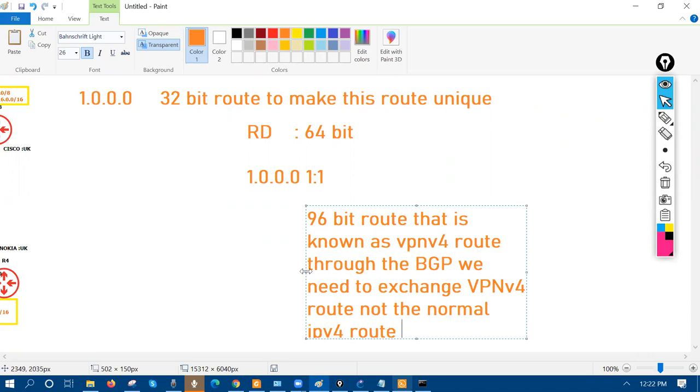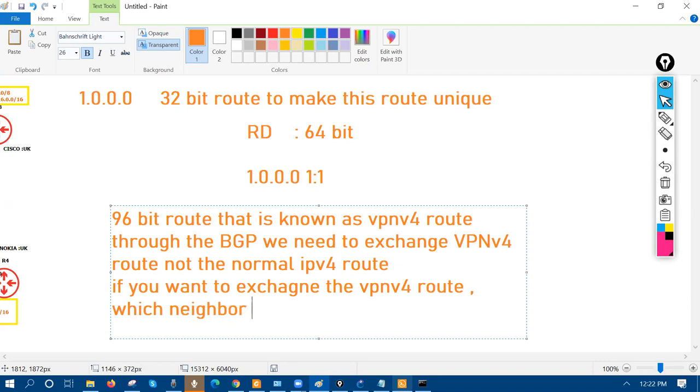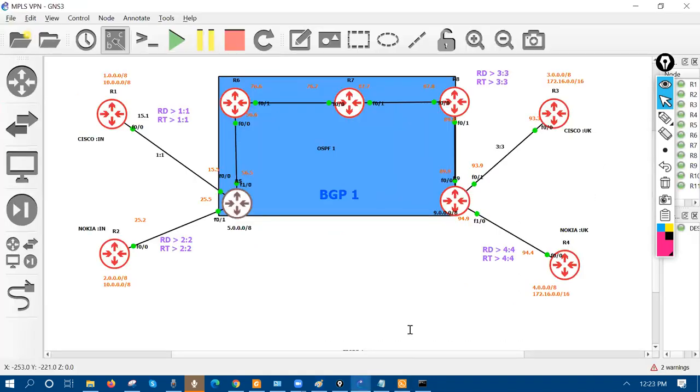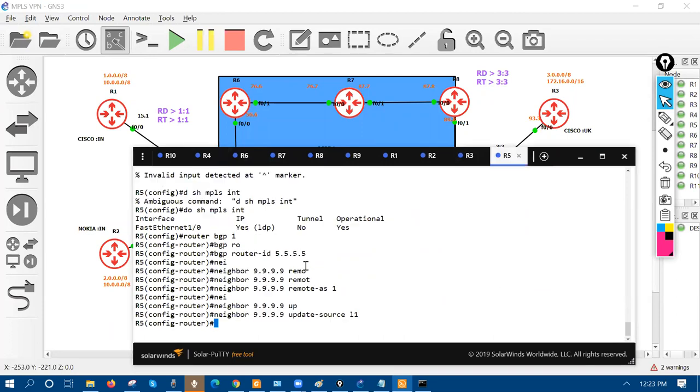So if I'm going to exchange a VPNv4 route, which neighborship do you have to form? IPv4 or VPNv4? VPNv4, right? So in BGP, I'm going to form the VPNv4 neighborship, not the IPv4.